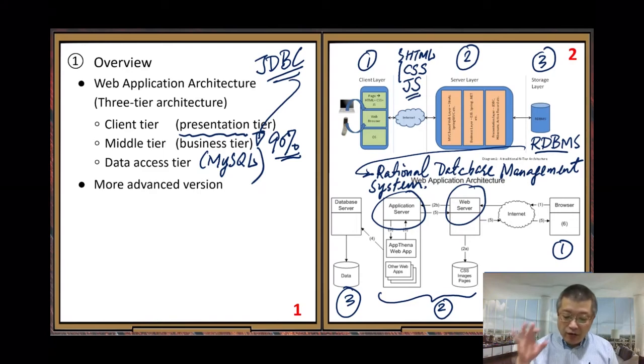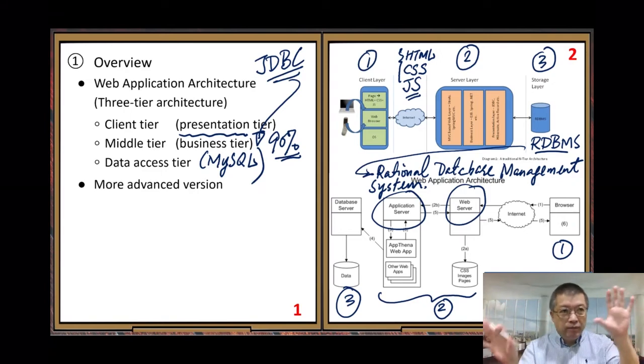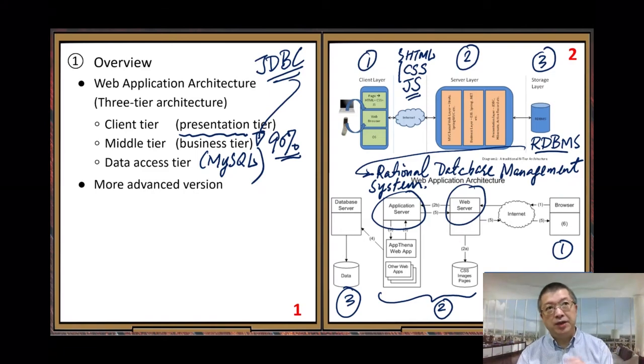For a detailed description of this diagram, I want to leave it to our second video, the end of the second video. At that time, when we have a little more background knowledge, I will describe in more detail how data is transmitted among different layers, so we can understand better. Here it's a little early.